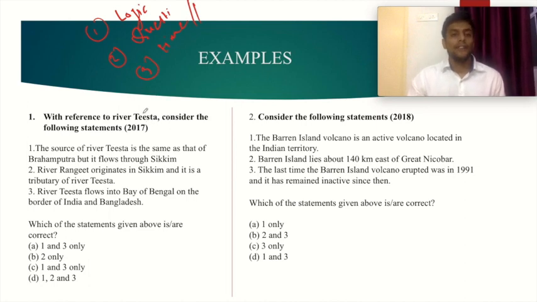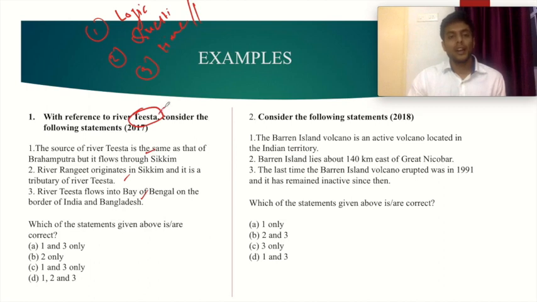Now with reference to river Tista, consider the following statements. The source of river Tista is the same as that of Brahmaputra. River Rangit originates in Sikkim and it is a tributary to river Tista, and river Tista flows into Bay of Bengal. These are the three statements. How to go about it?